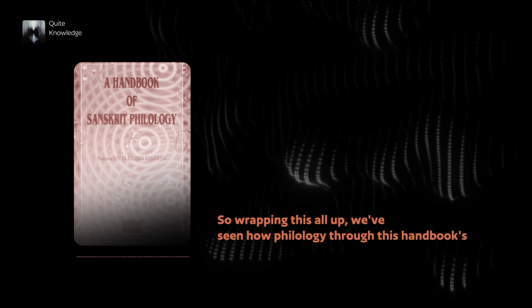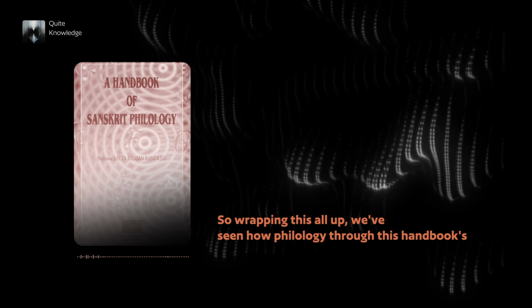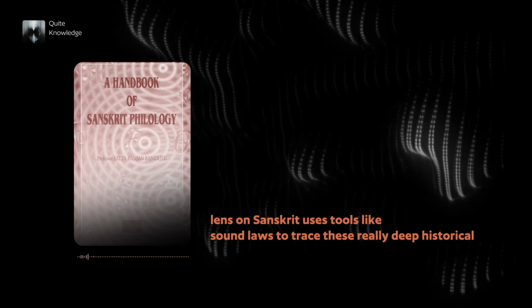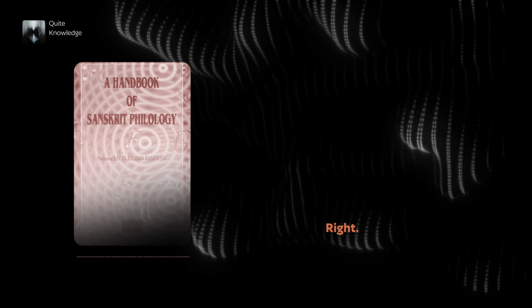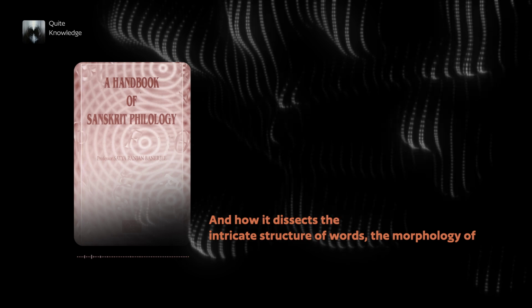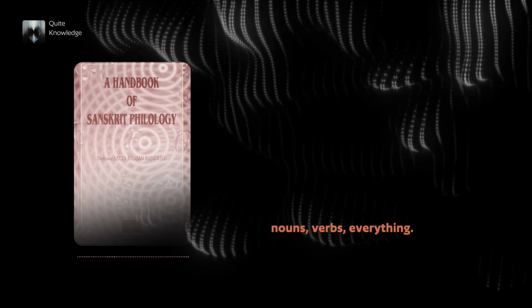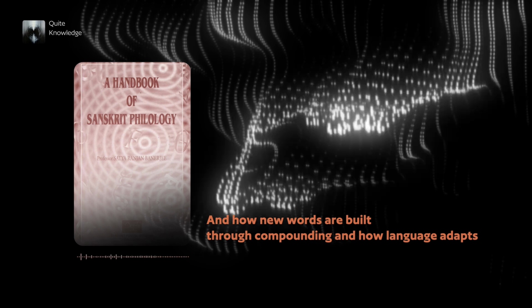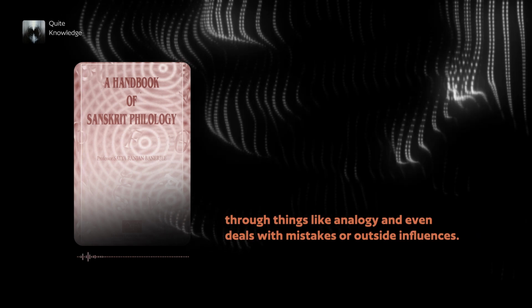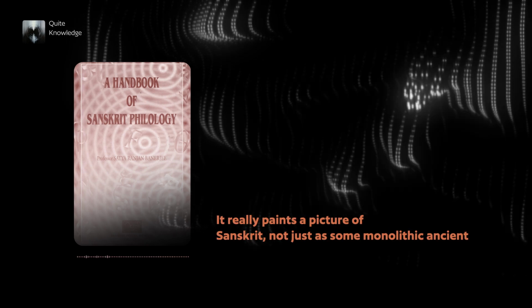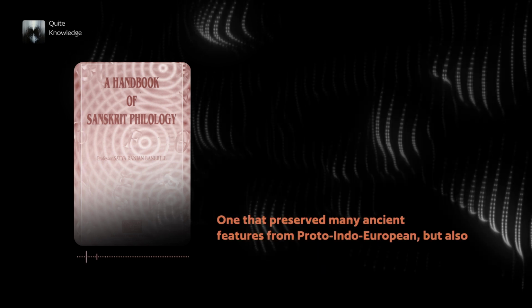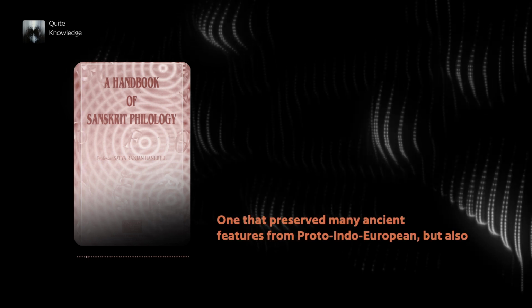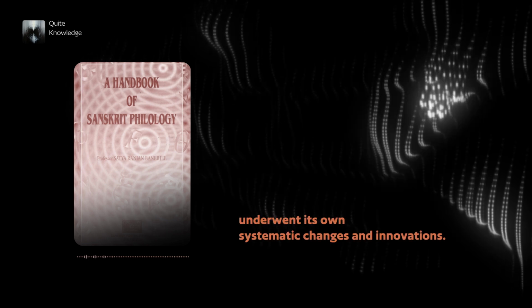Okay, so wrapping this all up, we've seen how philology, through this handbook's lens on Sanskrit, uses tools like sound laws to trace these really deep historical connections. Right, and how it dissects the intricate structure of words, the morphology of nouns, verbs, everything. And how new words are built through compounding, and how language adapts through things like analogy, and even deals with mistakes or outside influences. It really paints a picture of Sanskrit not just as some monolithic ancient thing, but as a dynamic system. One that preserved many ancient features from Proto-Indo-European, but also underwent its own systematic changes and innovations.